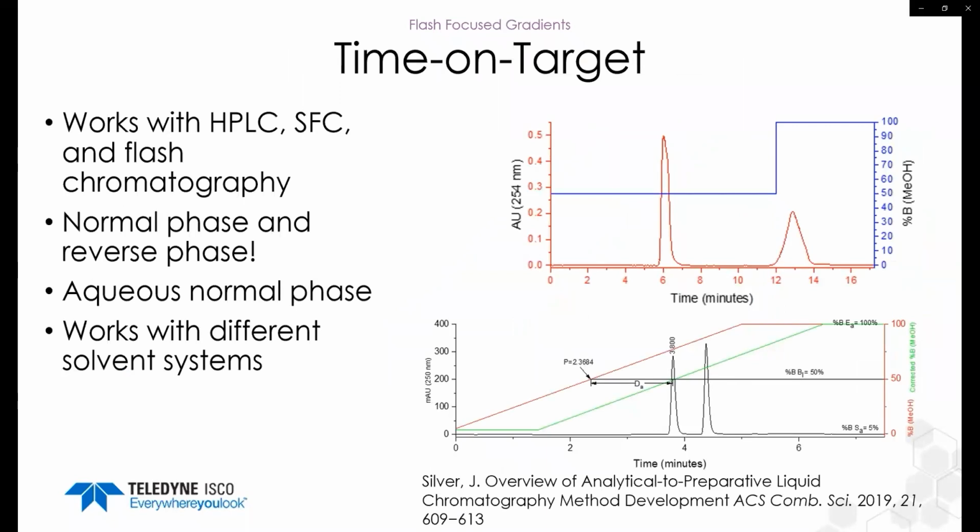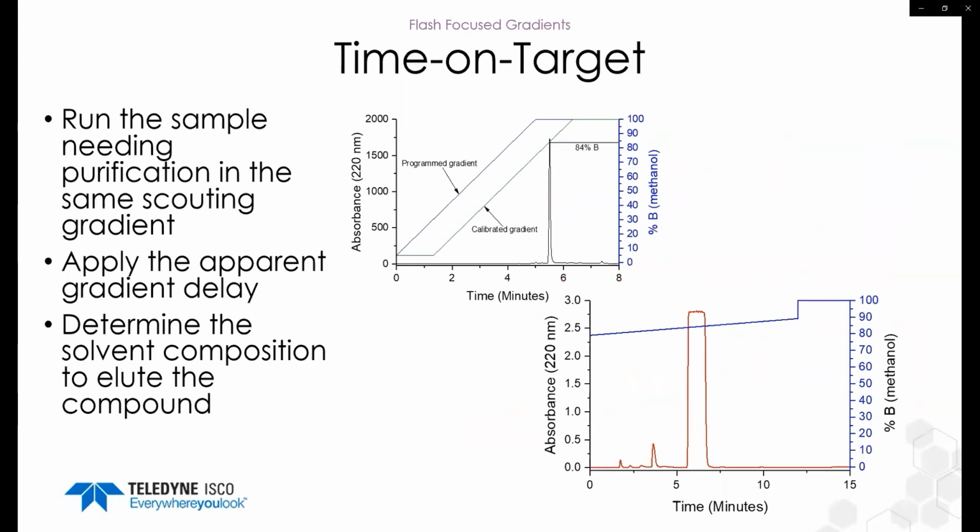A newer method is the time on target algorithm. Like other methods, the desired retention is determined with an isocratic run using a model compound. The apparent gradient delay from the program gradient is determined by defining the elution time for a model compound as being the same solvent composition as used in the isocratic run. The difference in time between the program gradient and the elution of the calibration compound, the apparent gradient delay, is applied to other peaks of interest in analytical runs to determine the solvent composition that elutes those compounds.